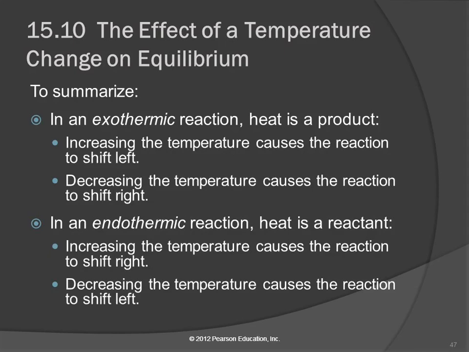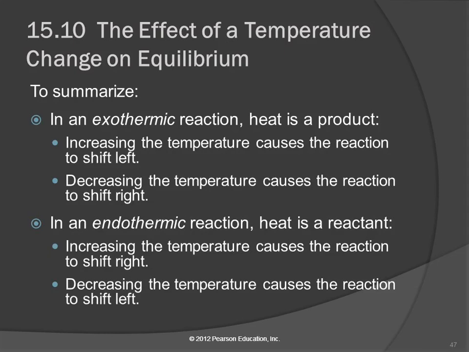So this is a summary. In an exothermic reaction, heat's a product, increasing the temperature shifts it to the left, to the reactants. Decreasing the temperature shifts it to the right. In an endothermic reaction, heat is a reactant. And changing the temperature causes the shifts to be in the opposite direction.